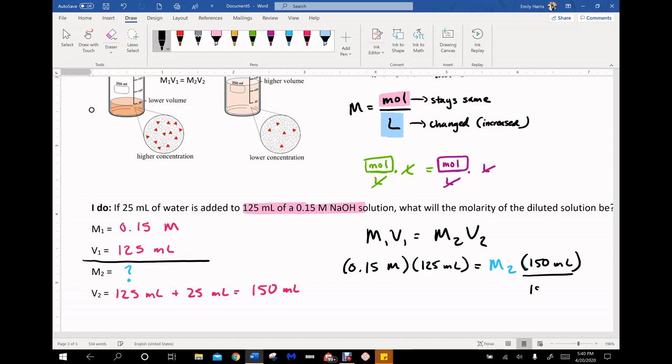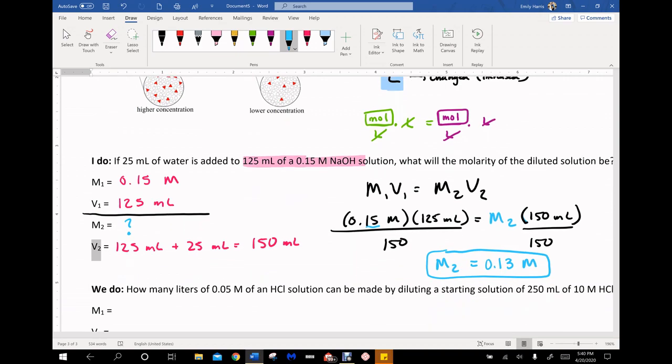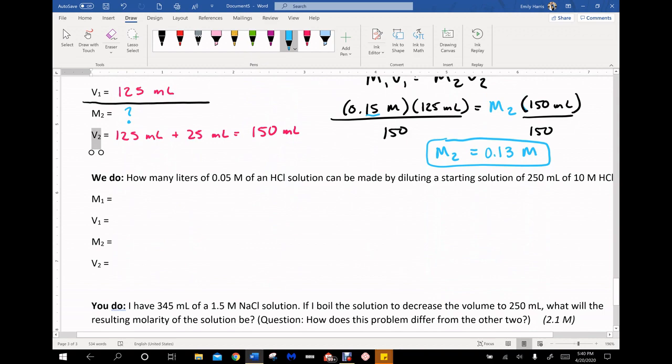So to solve for M2, we'll divide both sides by the 150, and that should result in an answer for us. So we'll do 0.15 times 125, then divided by the 150. And that generates a molarity of 0.13 molar. And that's 2 sig figs, like the starting molarity. And just like we predicted, the molarity should go down when we're diluting something. All right, let's try another one real quick.